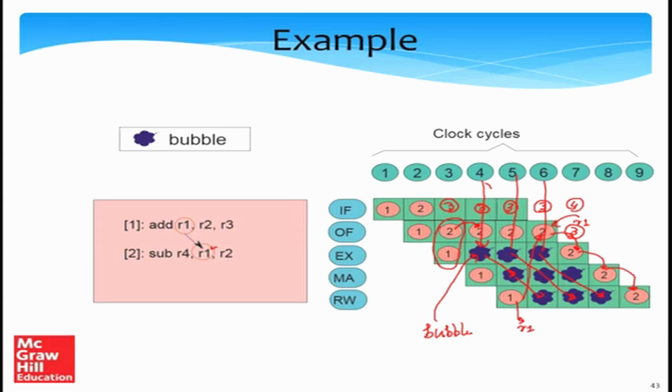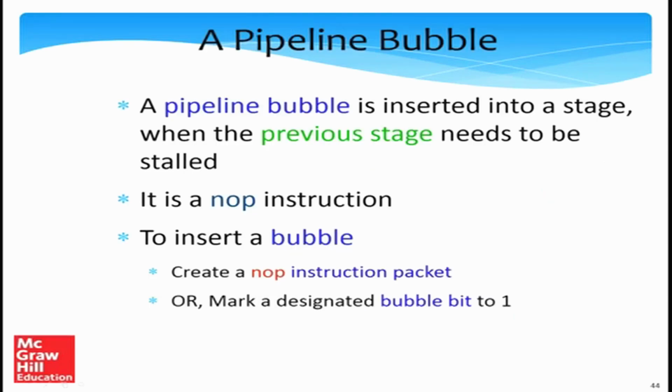So such an approach is a data lock interlock, and we have essentially introduced no-ops in the pipeline dynamically, and a no-op in a pipeline is also called a bubble. So let's look at a pipeline bubble in some more detail. A pipeline bubble is pretty much a no-op instruction.